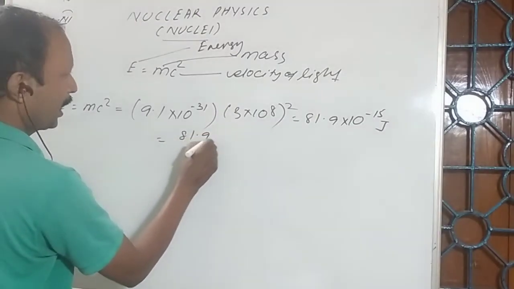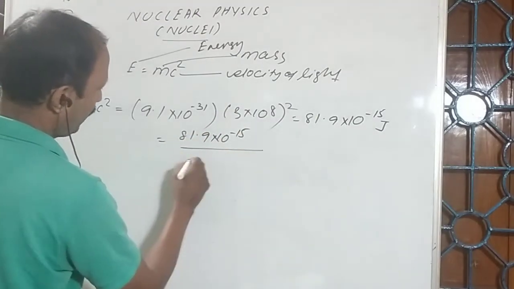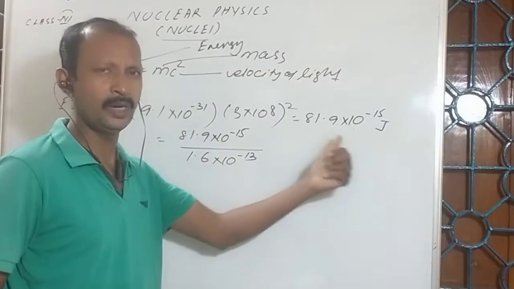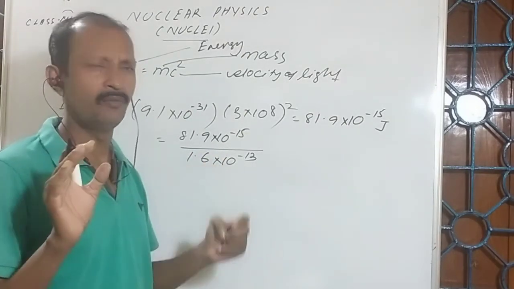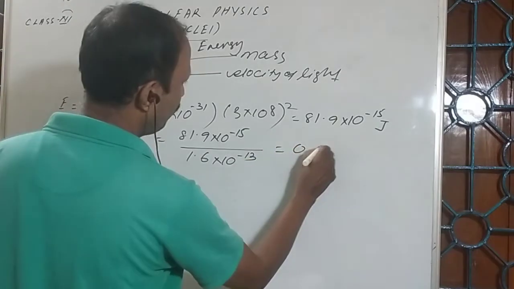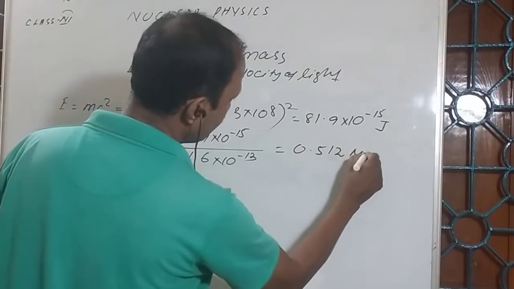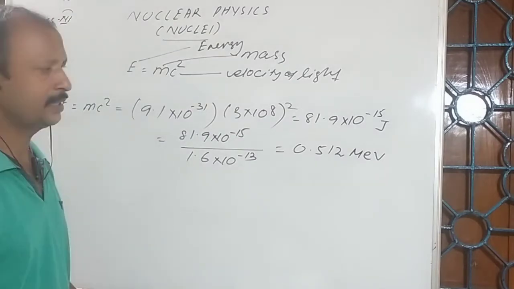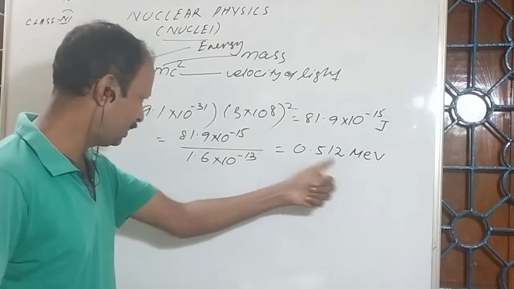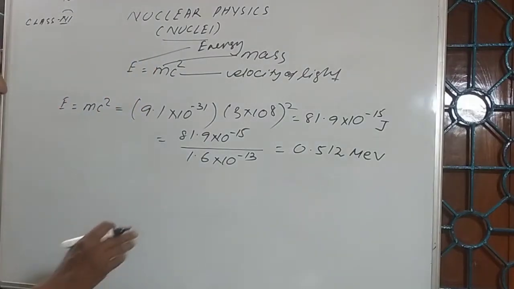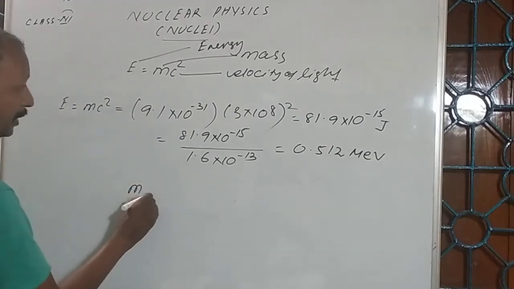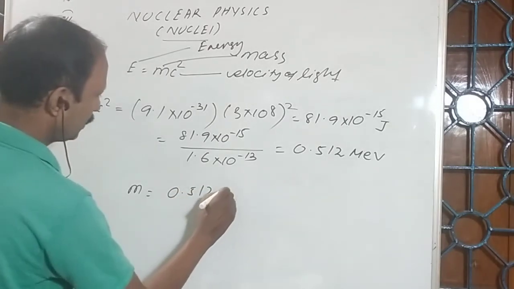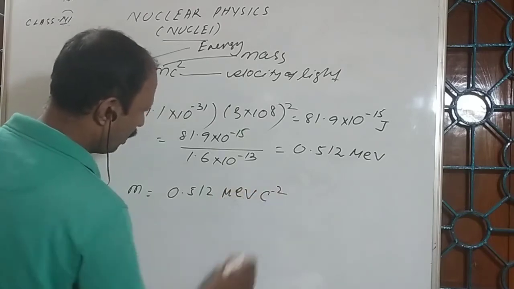So 81.9 into 10 to the power minus 15, I shall divide with 1.6 into 10 to the power minus 13. I want to convert this joule into million electron volt. So the answer will be 0.512 million electron volt. That means the mass can be converted into energy. So if this is the matter, then I can say that the M will be equal to 0.512 million electron volt per c square.